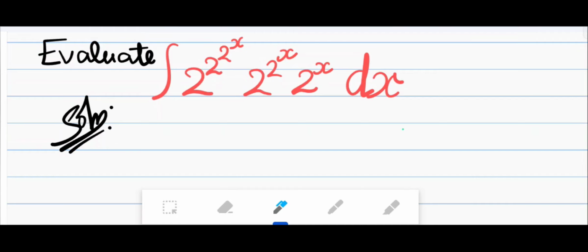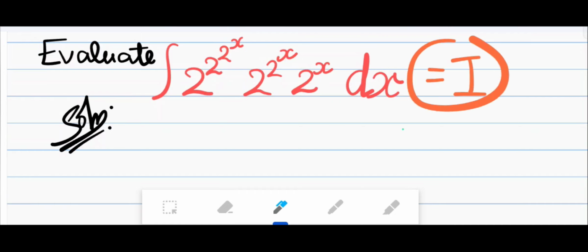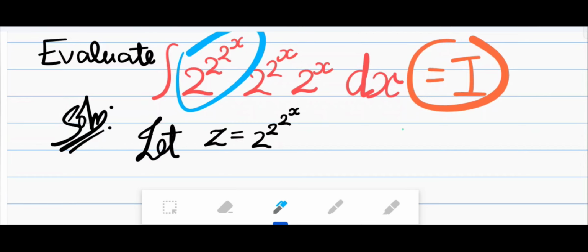The most complex one is the starting one, the first term, that is 2 raised to 2 raised to 2 raised to x. So just let this 2 raised to 2 raised to 2 raised to x be z, right? The second step is finding the derivative of z.